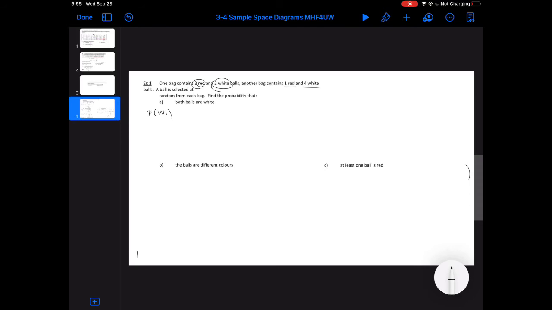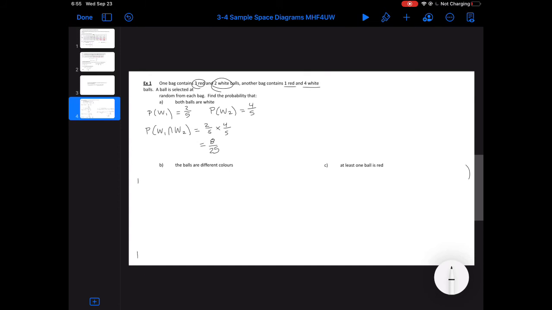So the probability that we get a white ball from bag 1 is going to be 2 out of 5 because we have 2 white balls and 5 total balls. The probability that we get a white ball from bag 2 is 4 out of 5. The probability that we're going to get a white on both draws is 2/5 times 4/5, which would give us 8/25.